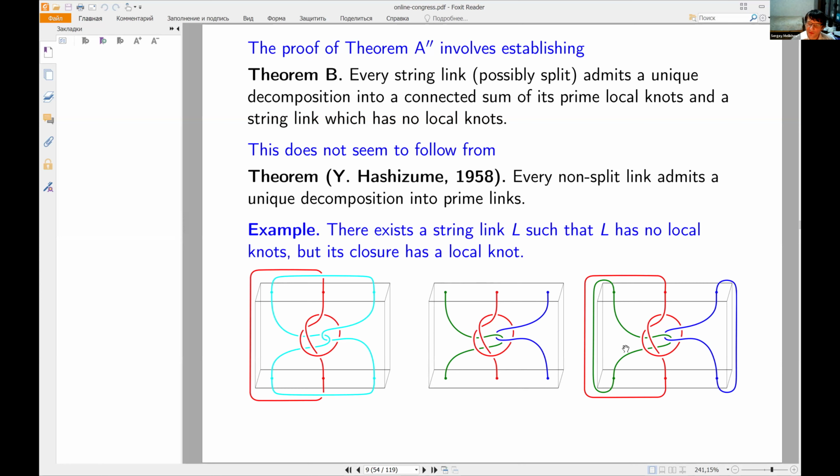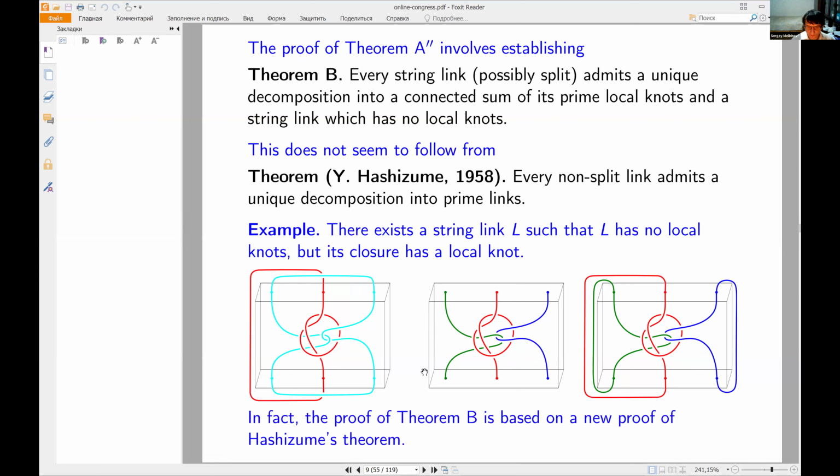This closure has a local knot because you can remove this green component, just pull it along the blue component, and you get a local knot. And it's possible to prove that the original string link doesn't have a local knot if you consider a non-standard closure, which is shown on the left. In this non-standard closure, it can be proved using the Jones polynomial that this link doesn't have a local knot. And to prove theorem B, I actually need to reprove Hashizume's theorem about prime links.